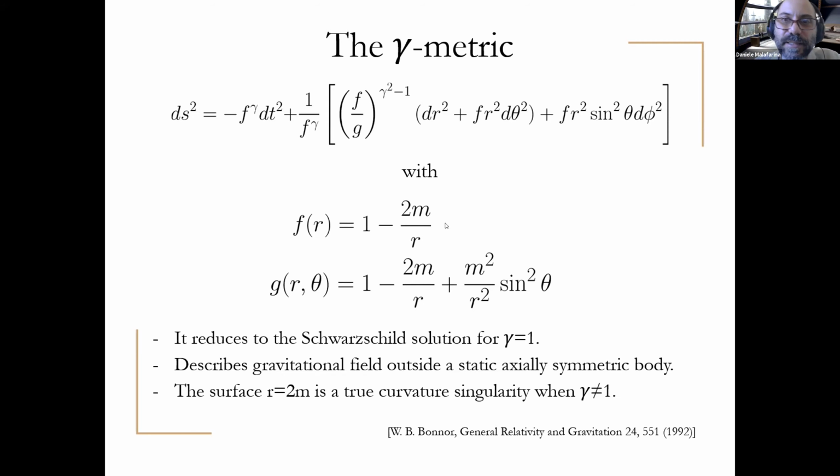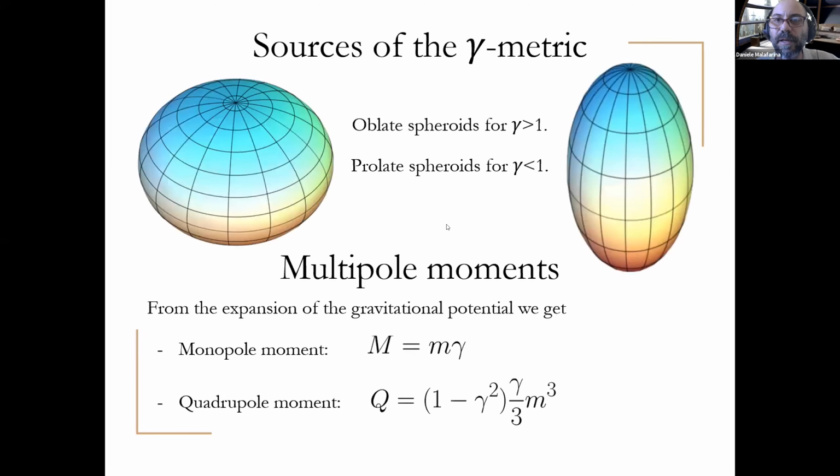So if that's the case, then a solution like the gamma metric would be enough to describe that. All higher multipole moments are present. We stop here with the quadrupole moment. The total gravitational mass as measured from infinity also can be calculated. And depending on whether gamma is positive or negative, then the shape of the object is either oblate or prolate.